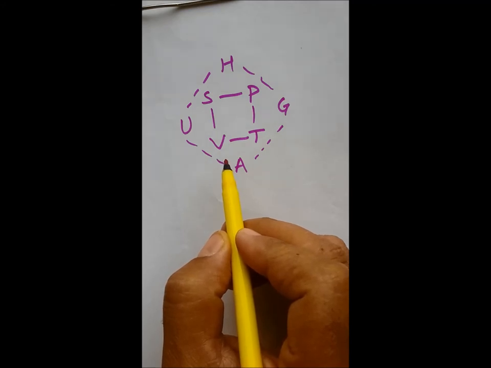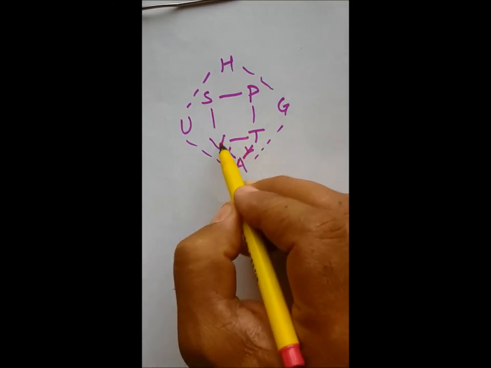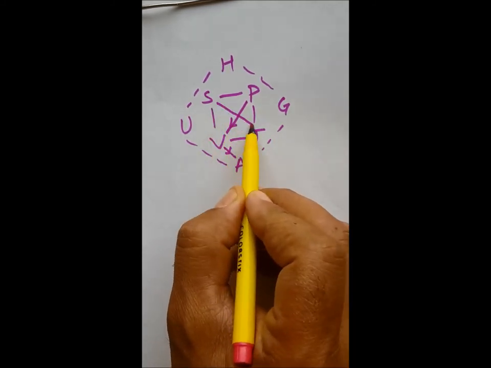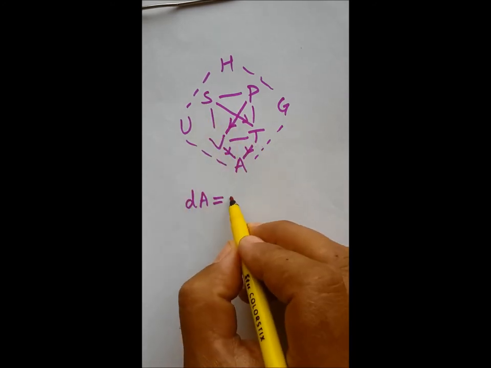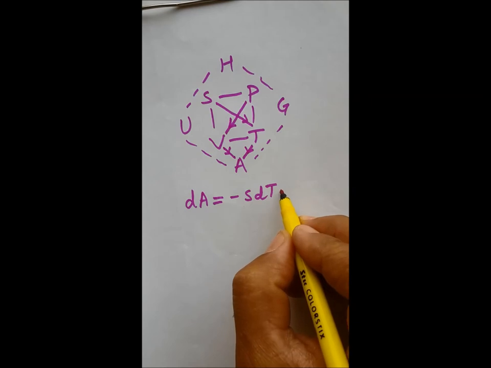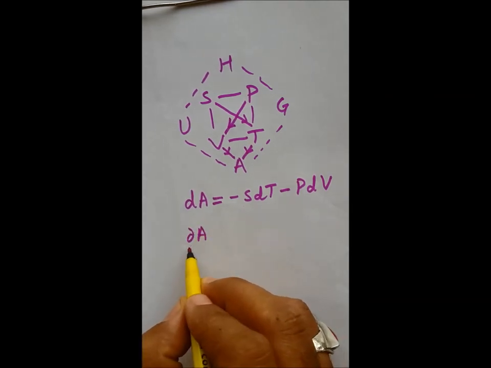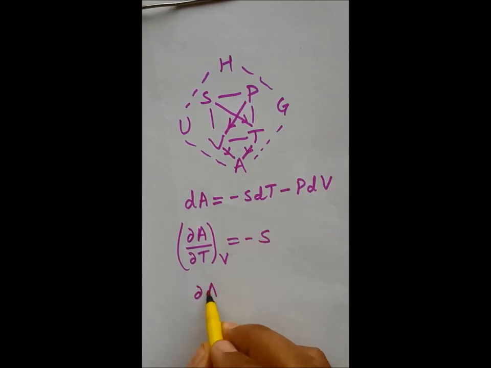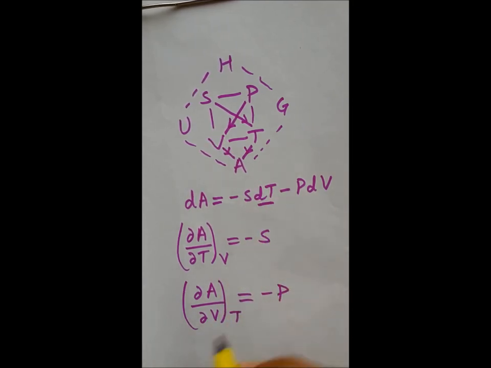Again, for A, A is a natural function of V and T. So to come to V, we go from P, and to T we go from S, and both arrows are downwards. So dA is equal to minus S dT minus P dV, both are down. Dou A over dou T at constant V is equal to minus S, and dou A over dou V at constant T is equal to minus P. When T is constant, this part is zero, so it becomes minus P.